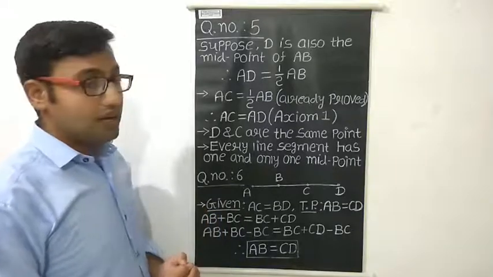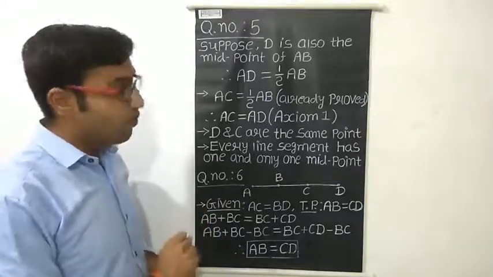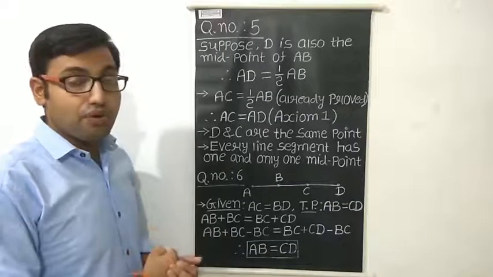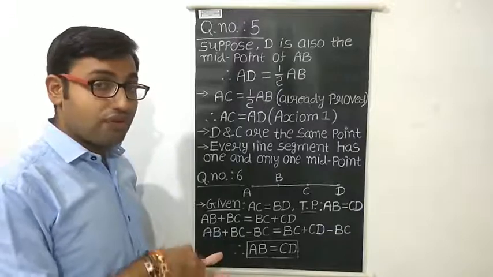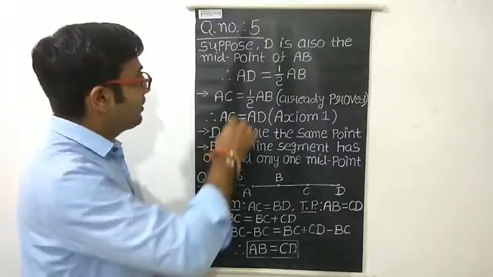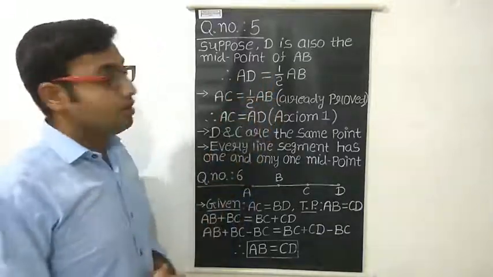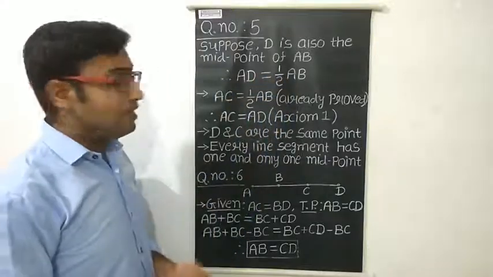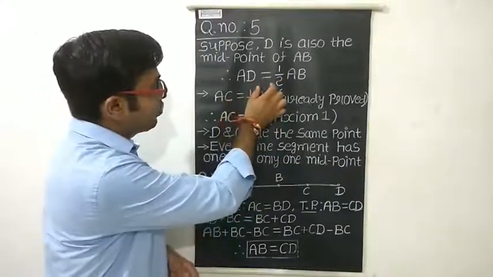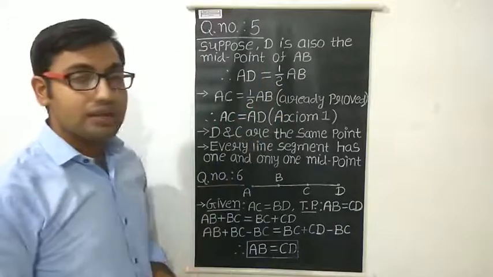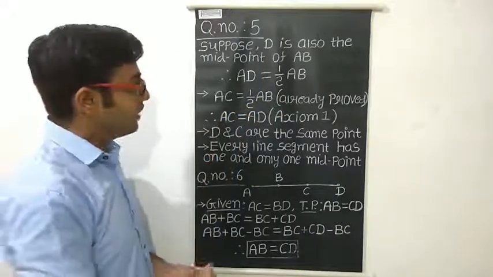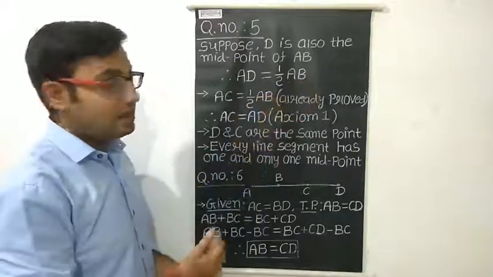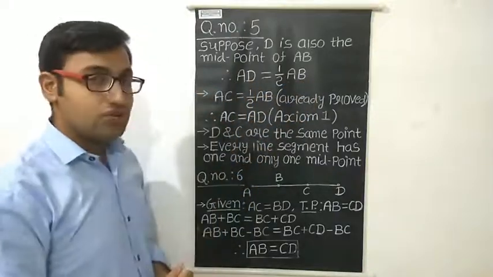Then what we can write down according to question number 4: if C is the midpoint of line segment AB, then we can write down AC is equal to 1/2 of AB. In the same way, if D is the midpoint of line segment AB, we can write down AD is also equal to 1/2 of AB, right? Because D is the midpoint of AB. So if we halve the AB, then we get the distance that is equal to AD.